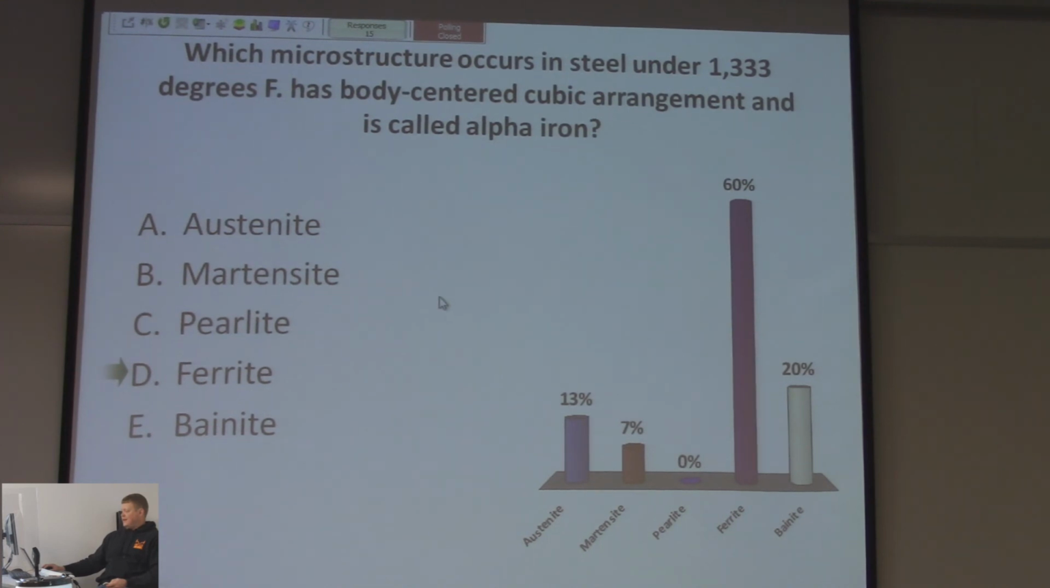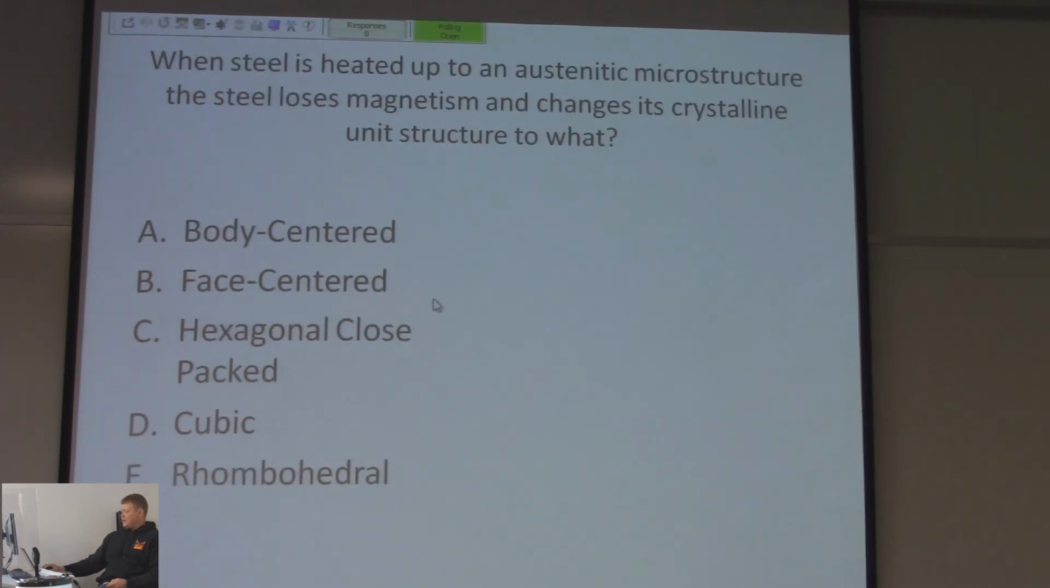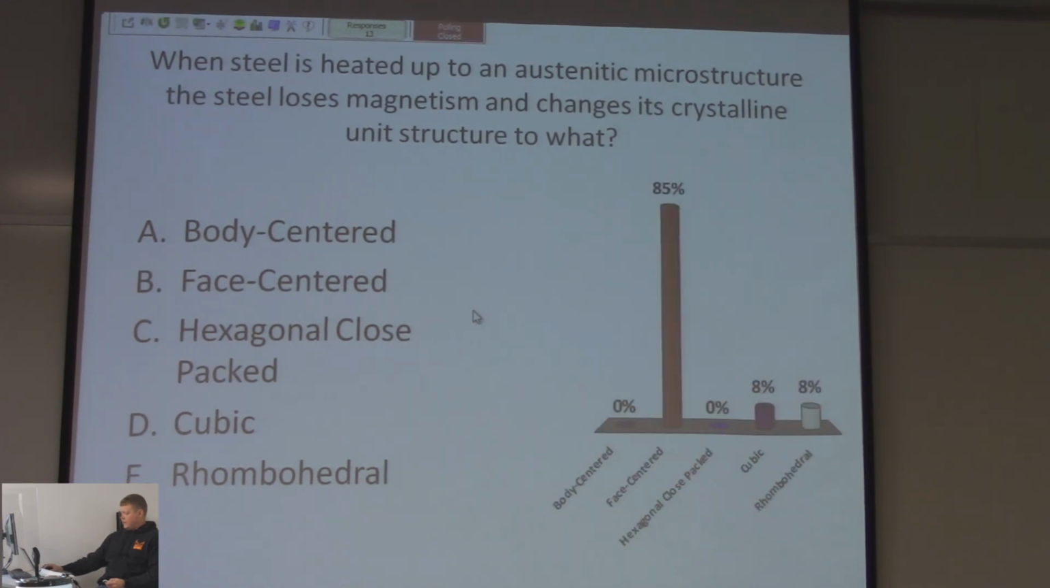When steel is heated up to an austenitic microstructure, the steel loses magnetism and changes its crystalline unit structure to what? Body, face, hexagonal close pack, cubic, or rhombohedral? Most of you are correct. It goes to face centered. I just said that.